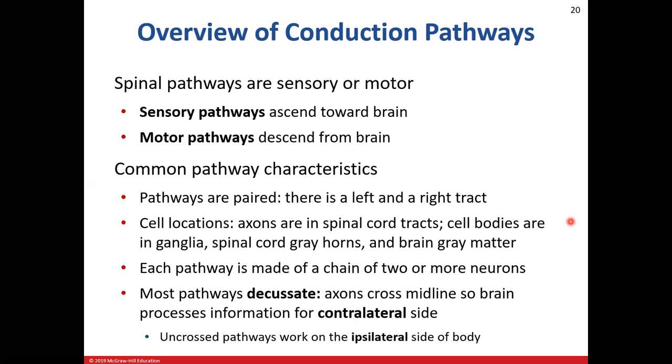Each pathway is made up of a chain of either 2 or typically 3 neurons, depending on whether we're referencing a sensory pathway or a motor pathway. And then also most pathways decussate, which again means crossing over, meaning that one side of the brain controls the opposite side of the body. So the axons will actually cross the midline so that the brain possesses the information for that contralateral side. There are some uncrossed pathways that actually do work on the ipsilateral side of the body, however.